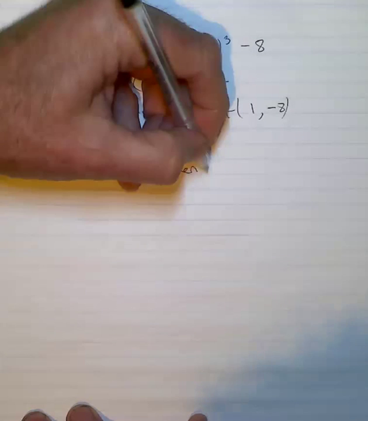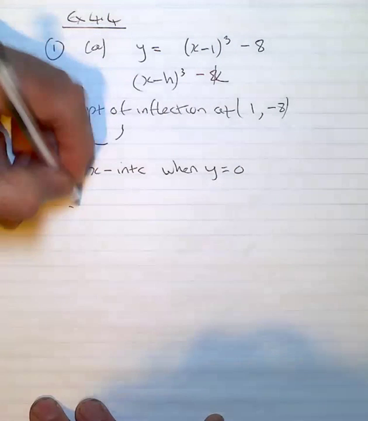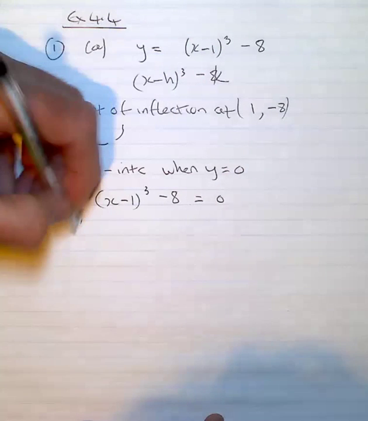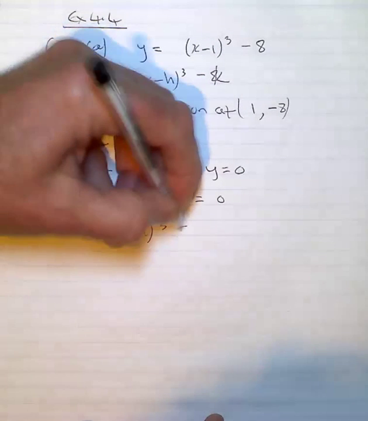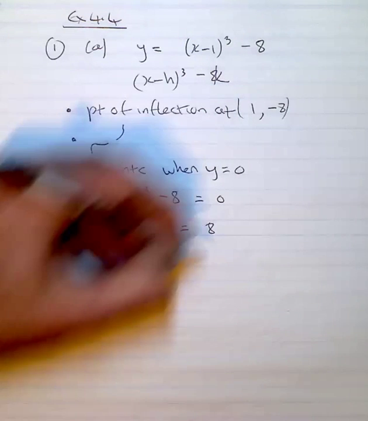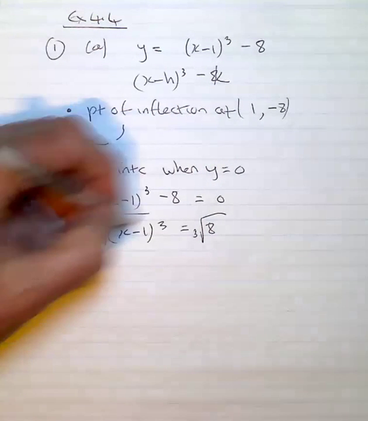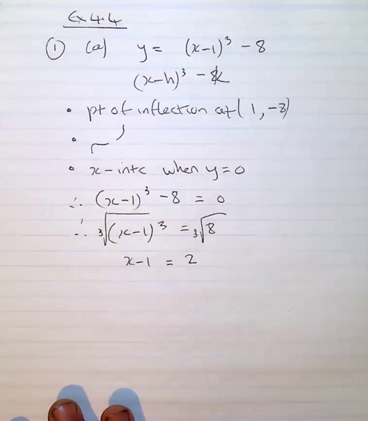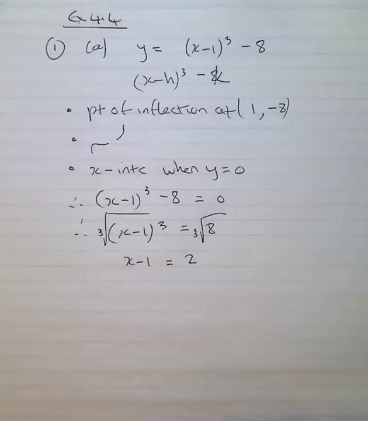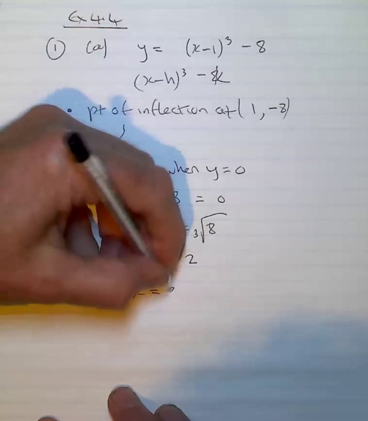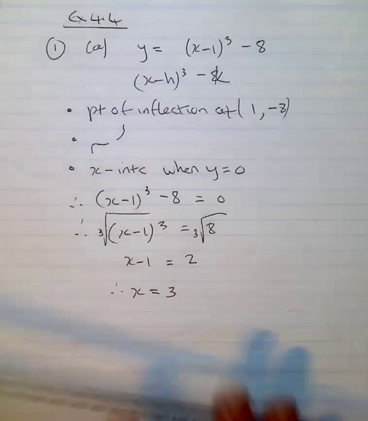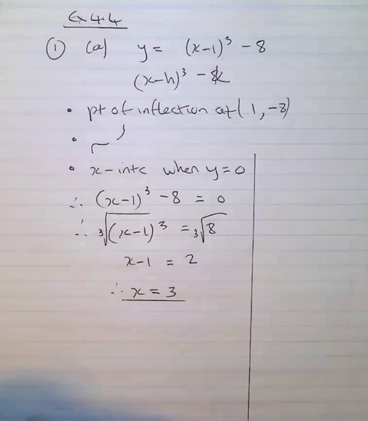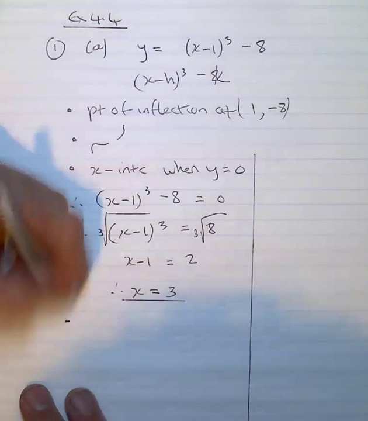The x-intercept occurs when y is equal to 0. Now I take the cubic root of both sides, and I'm left with x minus 1 equaling 2 in this instance, or therefore x is equal to 3. So I'm building up evidence whereby I can sketch the graph, and I'll do that over to the right-hand side.